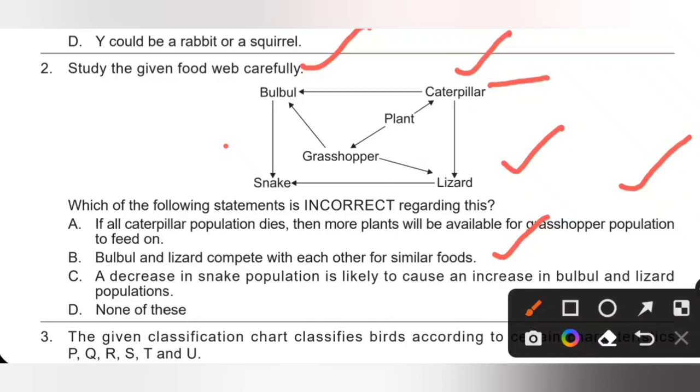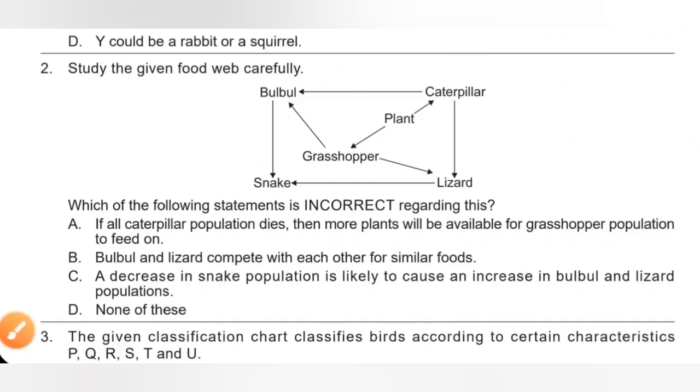So option C, a decrease in snake population is likely to cause an increase in bulbul and lizard population. It is also correct answer. So option D, none of these. So the option A, B, C, all are correct statement about the given food web. So option D, none of these is the correct answer. Option D, none of these.